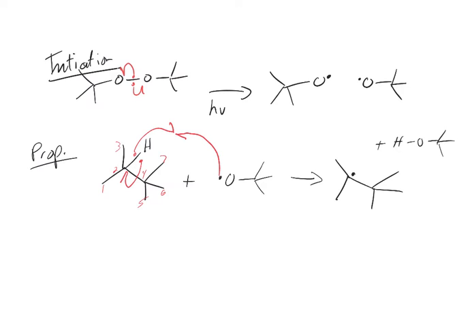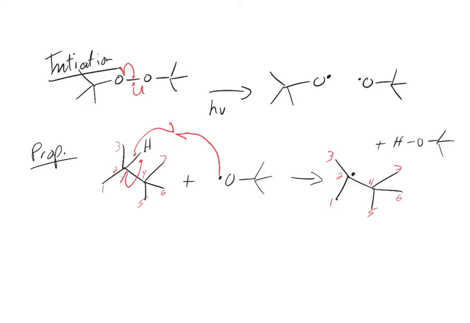Nice thing about radicals, unlike carbocations, even though radicals are electron deficient, they don't have a full octet, they do not rearrange. So we don't need to worry about rearrangements or that kind of silliness. They can do resonance, but that's not the same as rearrangements. So then we have this radical, and we can have it react with whatever.